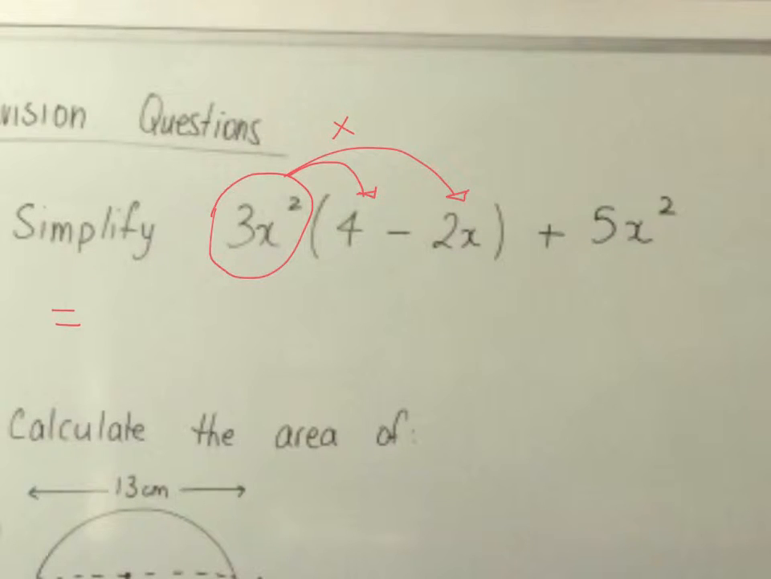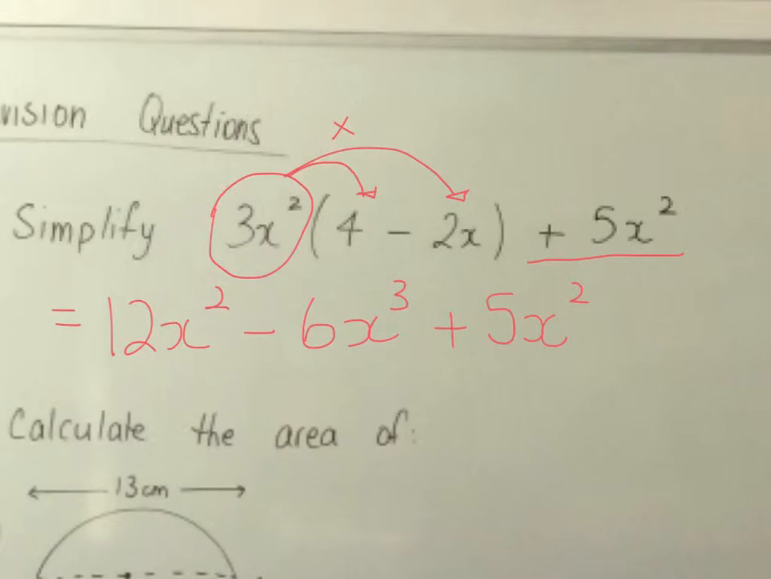So in doing so, 3x squared times 4 gives me 12x squared, and 3x squared times negative 2x gives me negative 6x cubed. And the plus 5x squared on the end that is outside of that brackets is not included in the expansion, but it is a part of the original question, and so we need to leave it as a part of our answer. At this point, we can now go and collect our like terms.